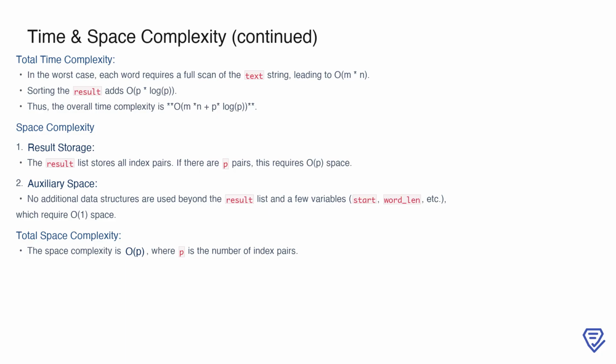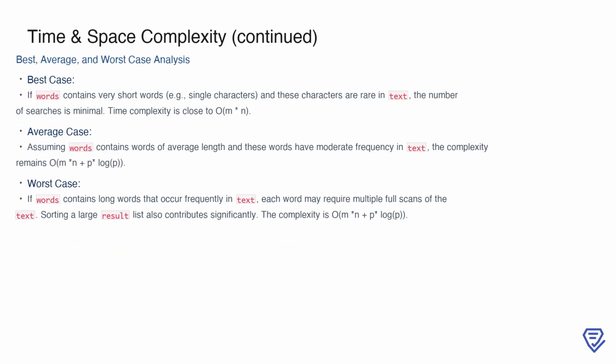The rest of the algorithm uses only a few variables, such as start and word_len, which require constant space, or O(1). Combining these factors, the total space complexity of the solution is O(P), where P is the number of index pairs stored in the result list. Now, let's break the analysis into best, average, and worst cases. In the best case, if the words list contains very short words, such as single characters, and these characters are rare in the text, the number of searches is minimal. This keeps the time complexity close to O(M * N).